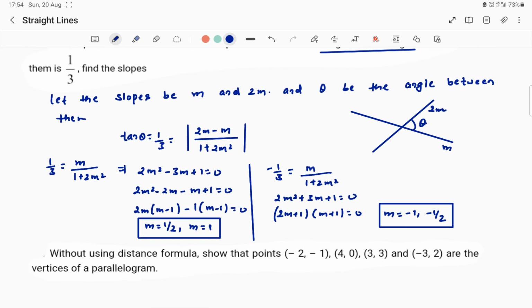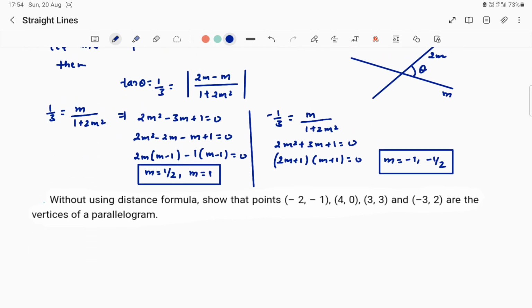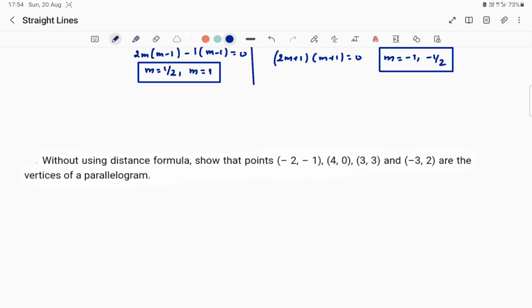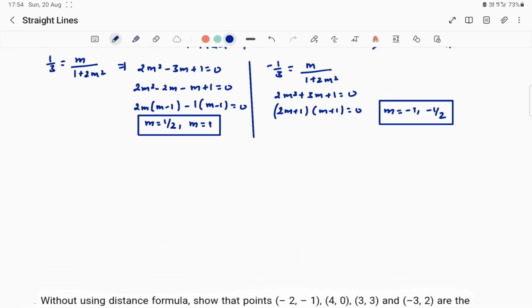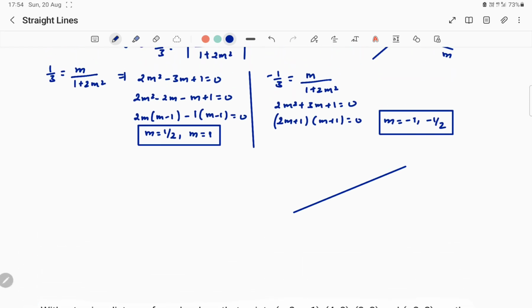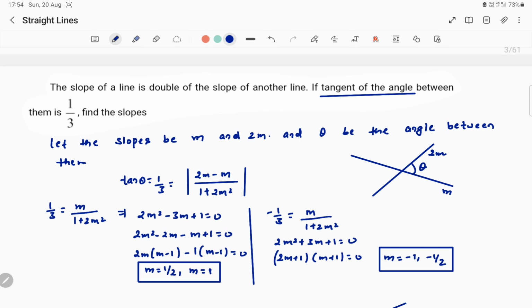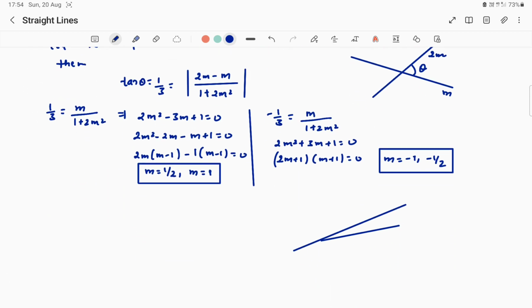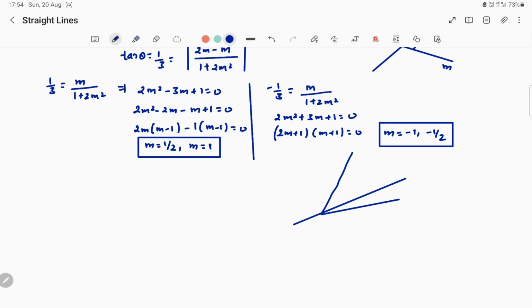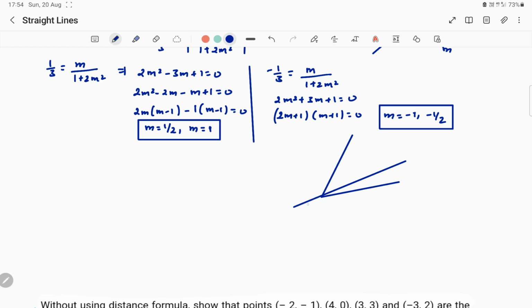Now again the question comes: why are we getting two different answers? So think again. Basically what is happening is, this is a line. What can happen is like one side, the slope is double and the tangent of the angle between them is 1 by 3. So you can have a situation something like this, or you can have a situation like this.